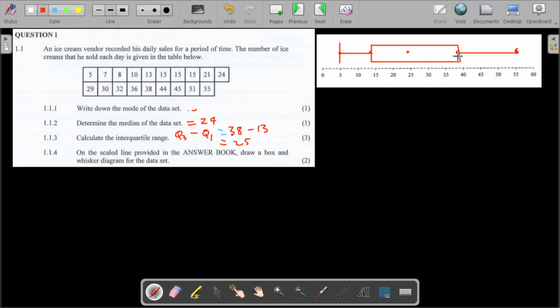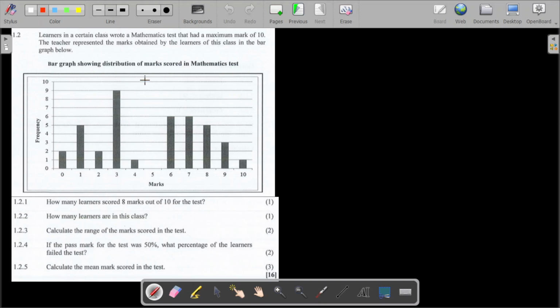I hope you can see here I made a mistake, so make sure you just correct this mistake that I did here. So this is just my boss kind of whisker. Now let's go to the second part of the question, which is this one here.